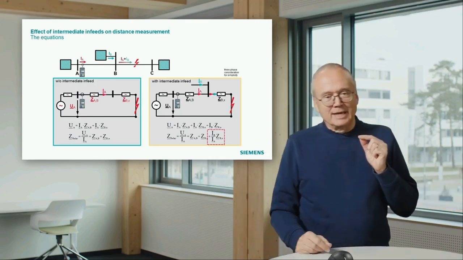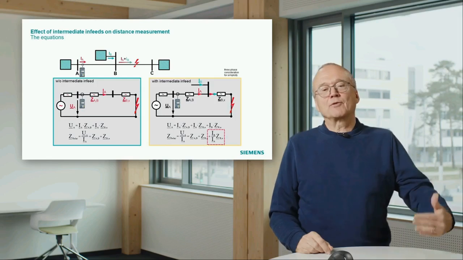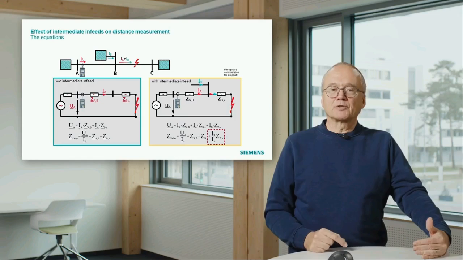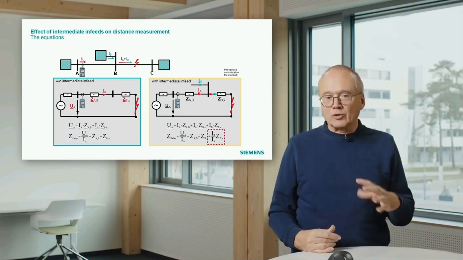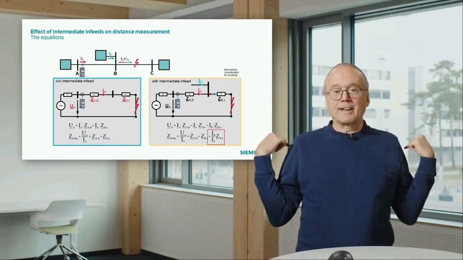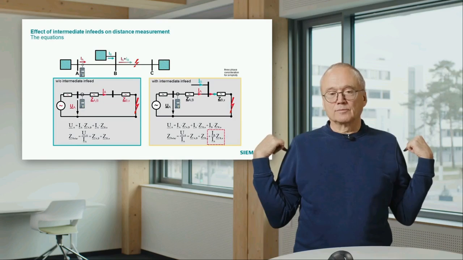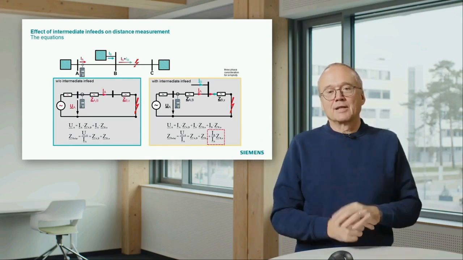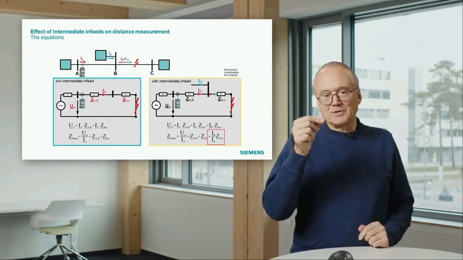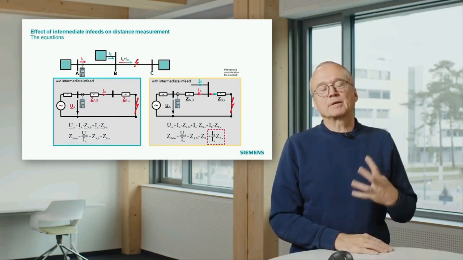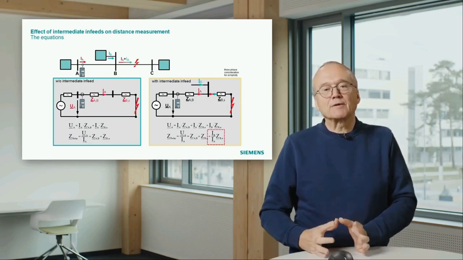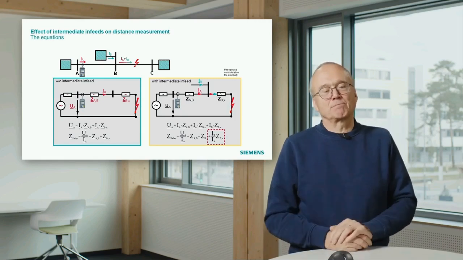Again, if the intermediate infeed is nearly zero, IB over IA becomes zero, then you can forget it. But the critical case again is if the infeed behind you is relatively low, a weak infeed, and the intermediate infeed is pretty strong. Then IB over IA becomes a high factor, and that means you have a significant increase of the measured impedance.